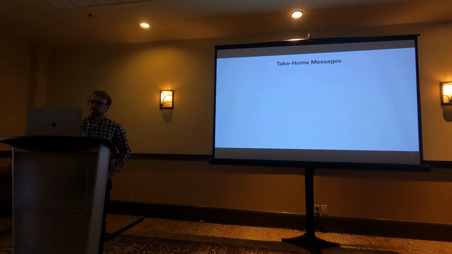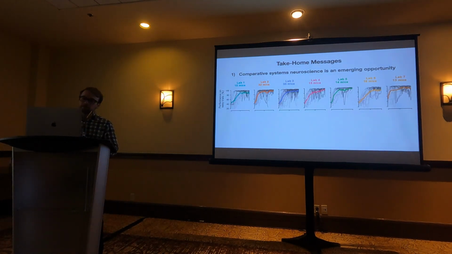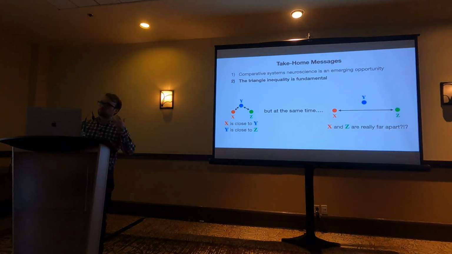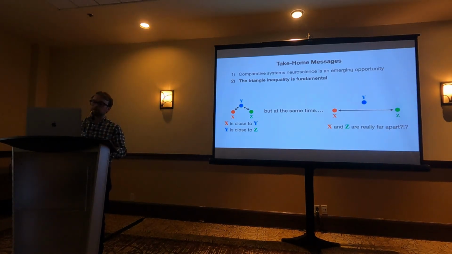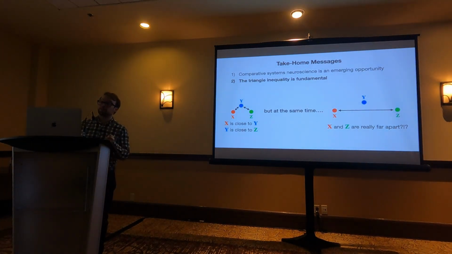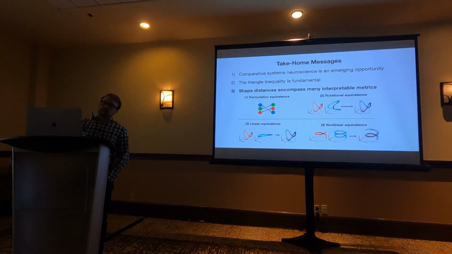So really quickly, let me just summarize what I've said and take a couple questions. So I think this approach of comparative systems neuroscience is a real emerging opportunity for us, and I'm very excited to see what comes of it. I think that as soon as we start grappling with data sets with many, many animals, we want to think about developing rigorous approaches that have theoretical guarantees. I think the triangle inequality is something that's really important and has been missing so far, and we were able to address that.